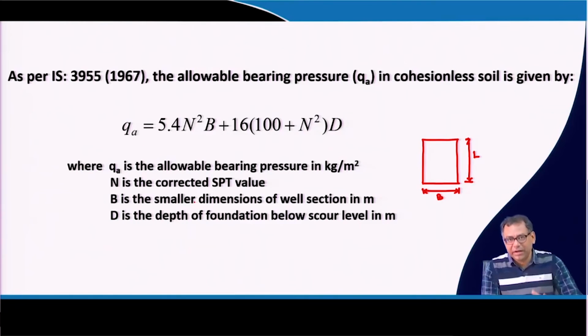So, that can be in any direction, and D is the depth of foundation below the scour level, and that is in meter. Remember that this is kg per meter square, B is in meter and D is also in meter. If it is a circular well, B you can consider equal to D, the diameter of the well. So, using this equation we can directly get the allowable bearing pressure.